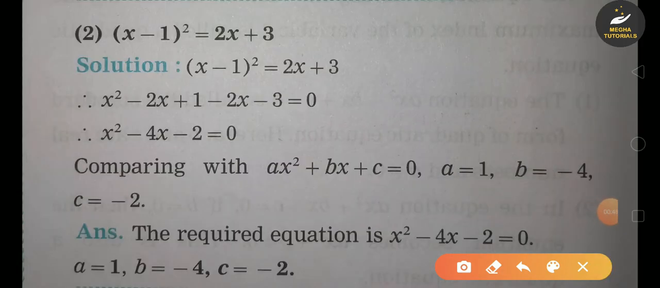Question 2, equation is x minus 1 the whole square is equal to 2x plus 3. So first we will solve this bracket, that is x minus 1 the whole square, using a plus b the whole square, that is a square plus 2ab plus b square.